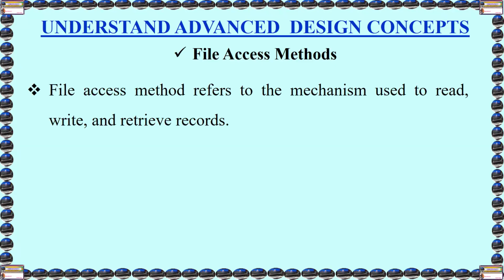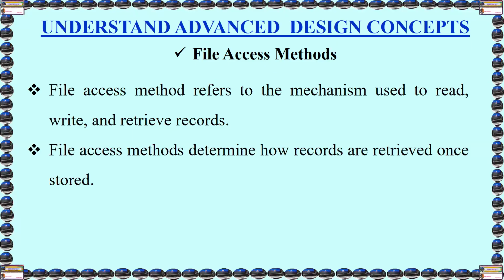Let's begin by looking at what we call file access. So file access method refers to the mechanism used to read, write, and retrieve records. And therefore, file access is simply being able to retrieve a record or being able to retrieve data from a file. And the way you retrieve that data is what we are calling the file access method.